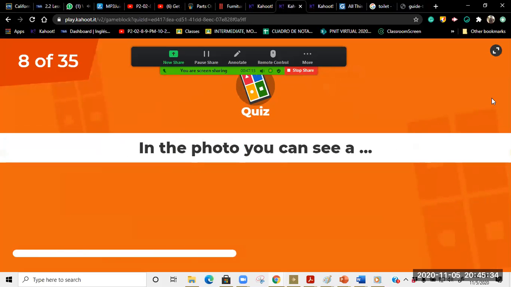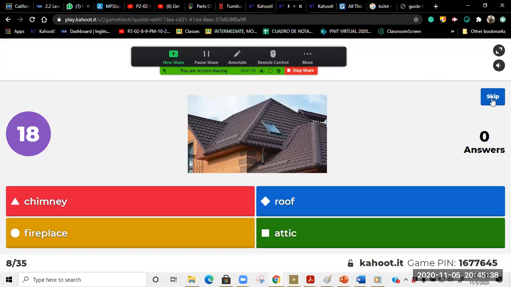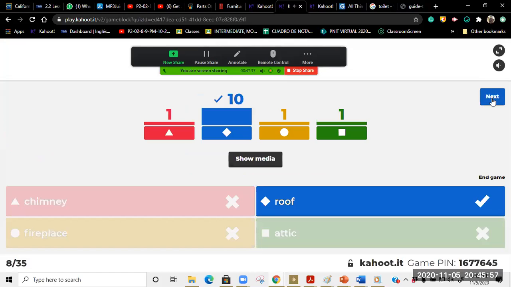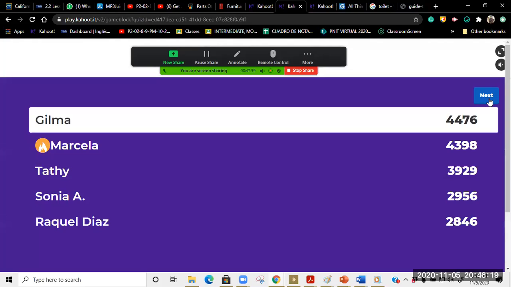Okay, let's continue. In the photo, you can see a chimney, fireplace, roof, or attic? Roof. Attic? Could be possible. Very good. Actually, it's a roof. Pero muy bien, porque dijo attic, porque dentro de ese roof está el ático. Pero sería por dentro. Pero en ese caso, como estaba por fuera, era roof. Okay? An attic, it's inside the roof. Very good. Good job.